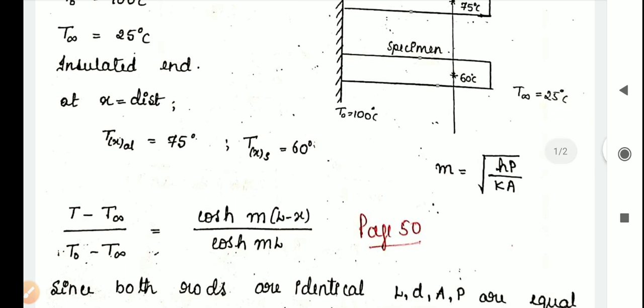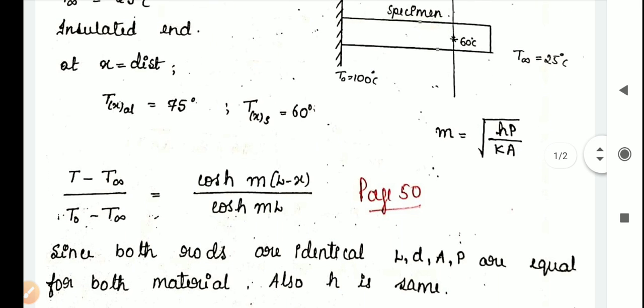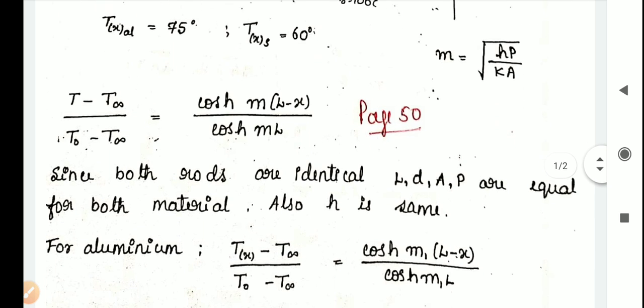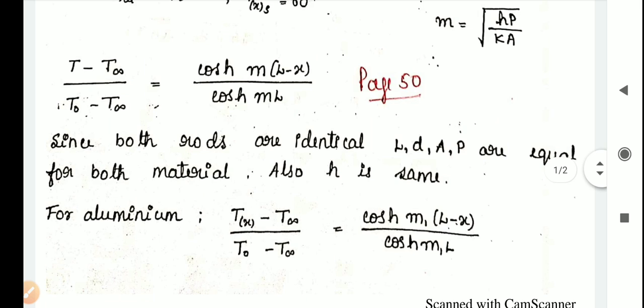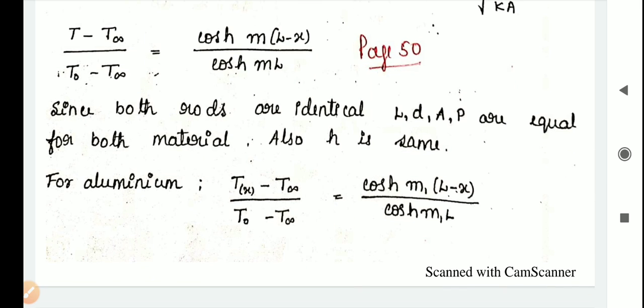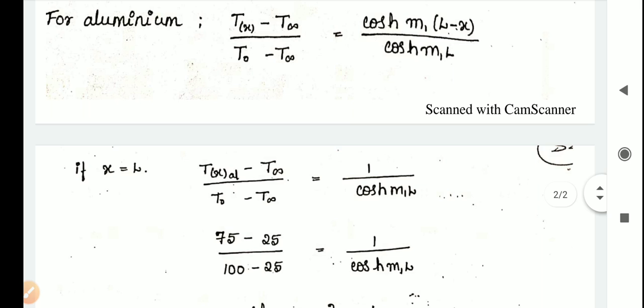So here for m the formula is the same, that is the square root of hP divided by kA, and temperature distribution for insulated tip, that is cosh m into (L minus x) divided by cosh mL, right? Since both the rods are identical, length, diameter, area, perimeter are equal for both the material, and also h value is same. So consider aluminum, the formula for temperature distribution is (Tx minus T infinity) divided by (T naught minus T infinity), right? For x equals to L, the formula becomes 1 divided by cosh mL, right?